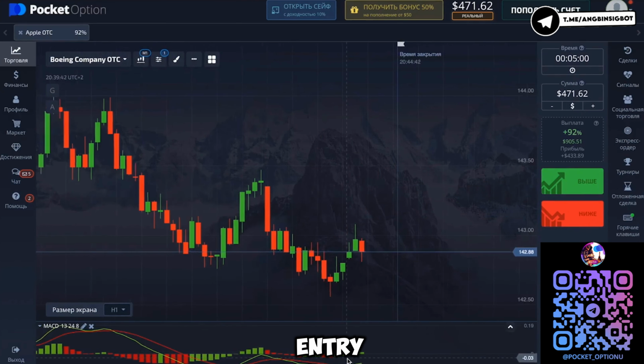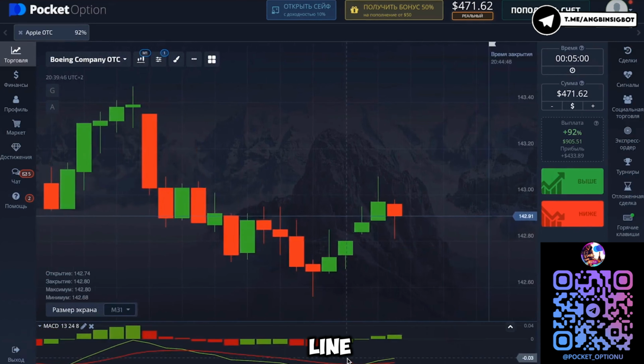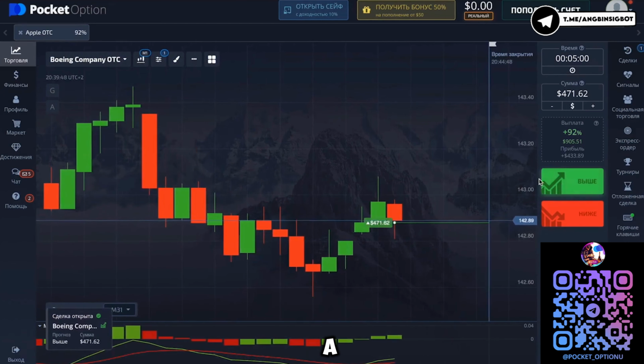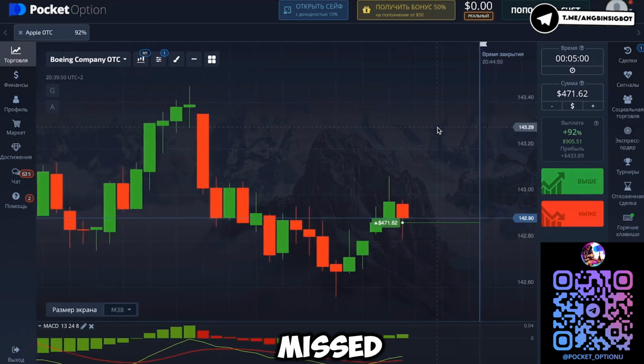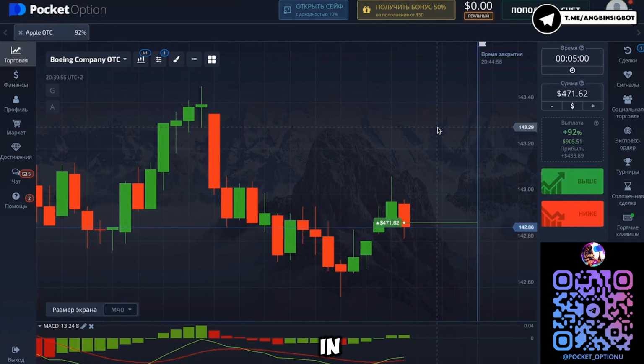I see the second entry point here. Just a minute ago, a candle closed that crossed the central line according to the indicator, and there is a slight pullback on the chart. I think we haven't missed this moment yet. We can enter upwards. Let's try to implement this entry point. We are going all in.